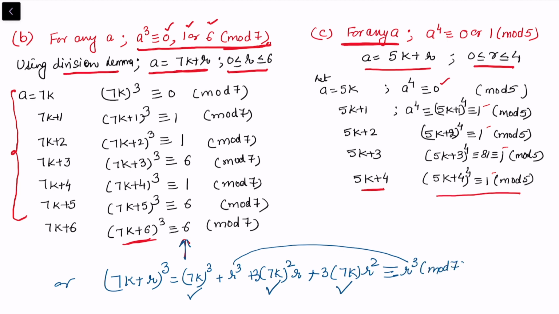And now for different values of r, so for example r can take 0 to 6. So here you can take different values for r, and you can conclude directly from this expression also that this will reduce our expression to 0, 1, 6. Similarly, in this case also you can reduce your calculation by directly opening 5k plus r raised to power 4, and then conclude your result depending upon what is the value for r.